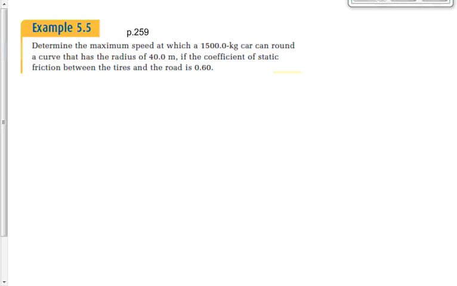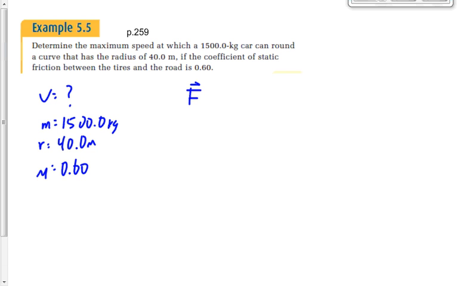Well, let's write down some givens here. We want to find speed. We've got a mass here of 1,500 kilograms. We've got a radius of this turn of 40.0 meters. And we've got a coefficient of friction of 0.60. We know that when it's going around a turn, it will experience a centripetal force. It's mv squared over r. But that's not enough to get me speed, because I don't know what force is.